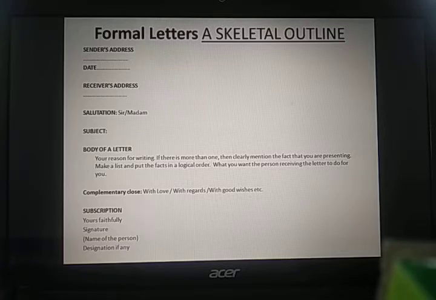Then the body of the letter after subject. Your reason for writing: in this body of the letter, you have to mention why you are writing this letter. If there is more than one reason, then clearly mention the facts that you are presenting, make a list and put the facts in a logical order. Okay, you have to give the details in a sequence, in a logical order. What you want the person receiving the letter to do for you, that is also to be mentioned. Then complimentary clause like with love, with regards, with good wishes, etc. Then the subscription, that is yours faithfully, signature, name of the person, designation if any. So that was the skeletal outline of the formal letters.